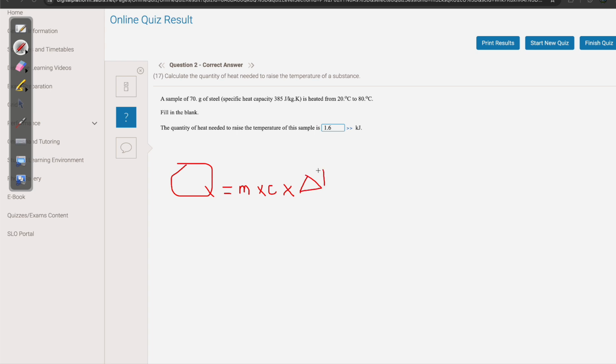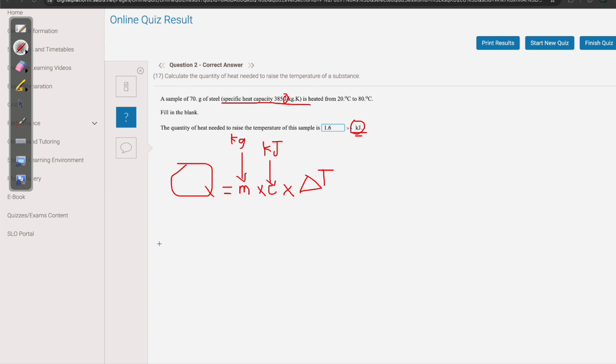Now for the units, for mass it should be kilograms. For C, it depends on what they're asking for here. Since in this case they're asking for kilojoules, then here it should be in kilojoules as well. So kilojoules here, and then change in temperature, it doesn't matter.